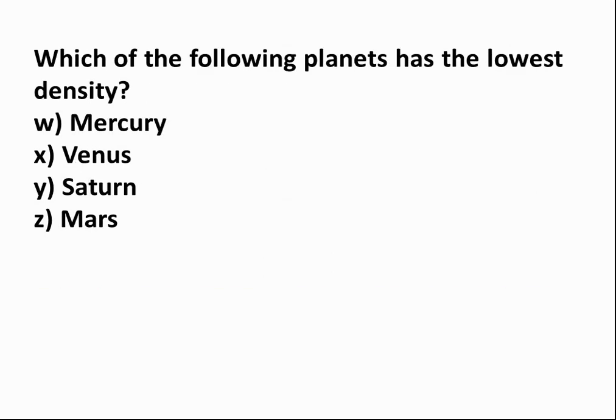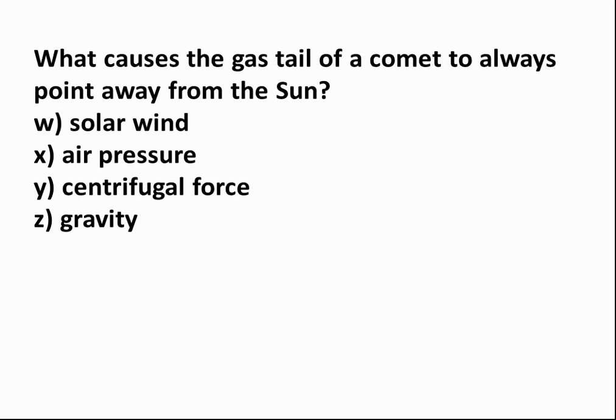Which of the following planets has the lowest density? W. Mercury. X. Venus. Y. Saturn. Z. Mars. Answer: Y. Saturn. What causes the gas tail of a comet to always point away from the Sun?